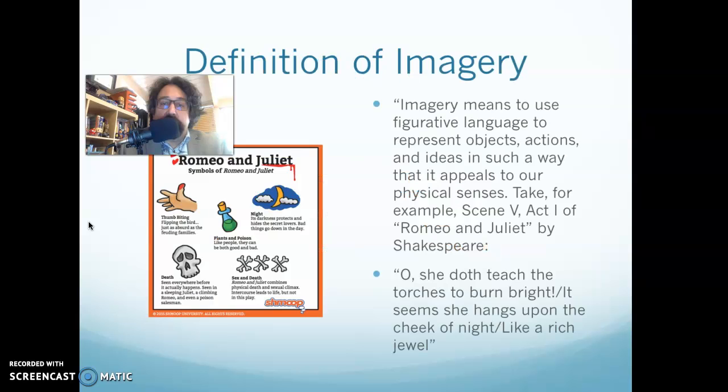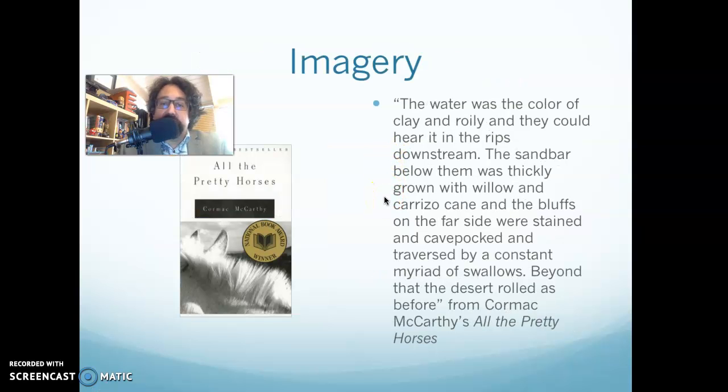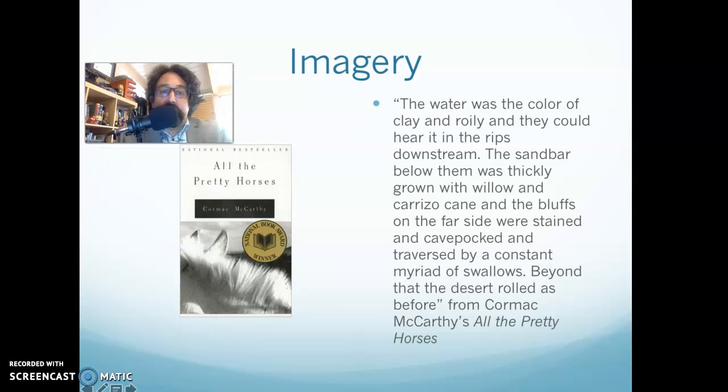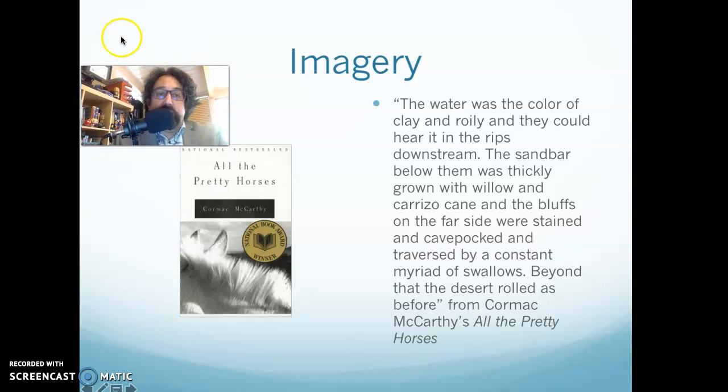Okay, imagery. Now we look at imagery. We're talking about figurative language that represents objects, actions, and ideas that appeal to our physical senses. These are things you can build paragraphs off of in a literary analysis essay. You could build a paragraph off of imagery.